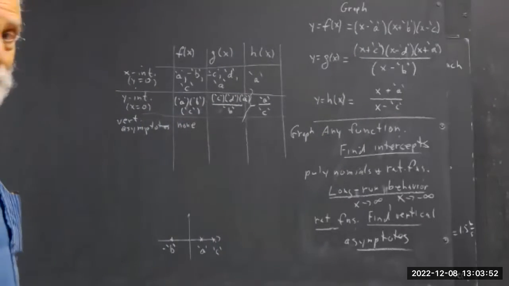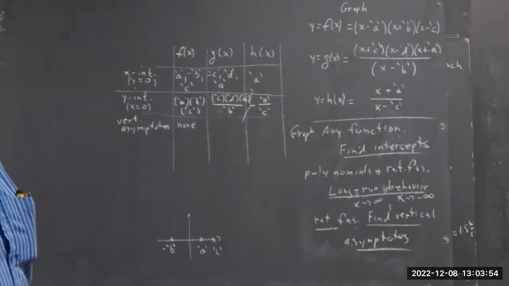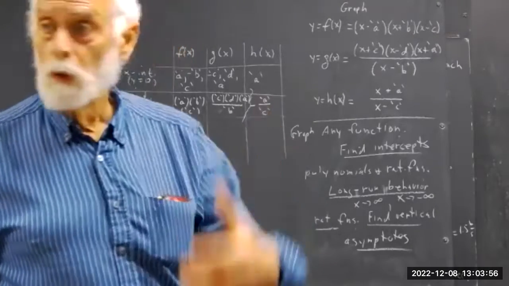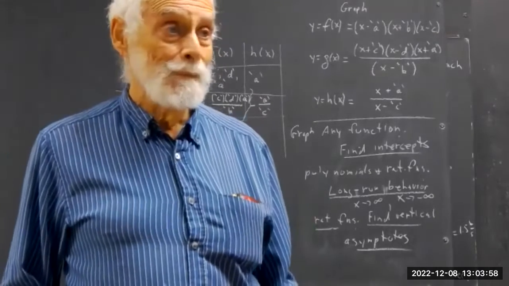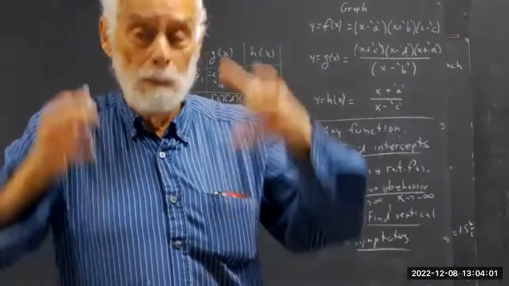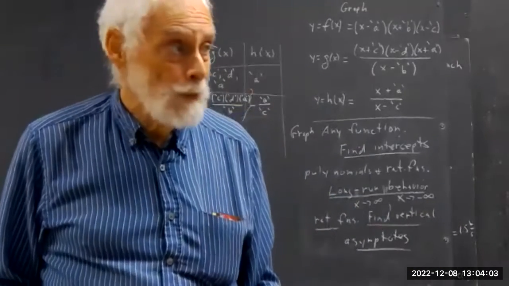No vertical asymptote. Guess how you get a vertical asymptote? It's just like 1 over x. As you approach x equals 0, you get bigger and bigger numbers. Okay.